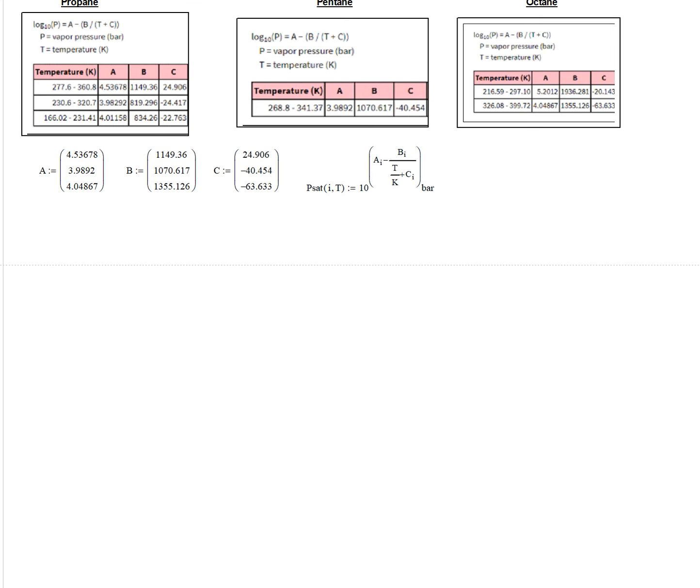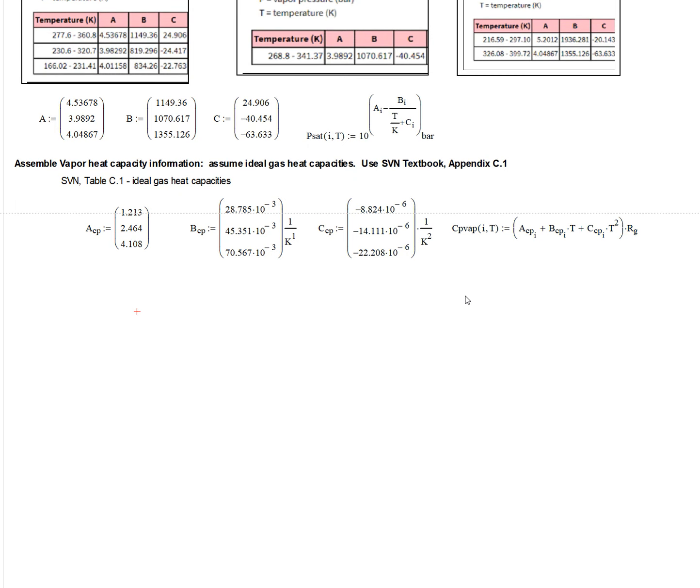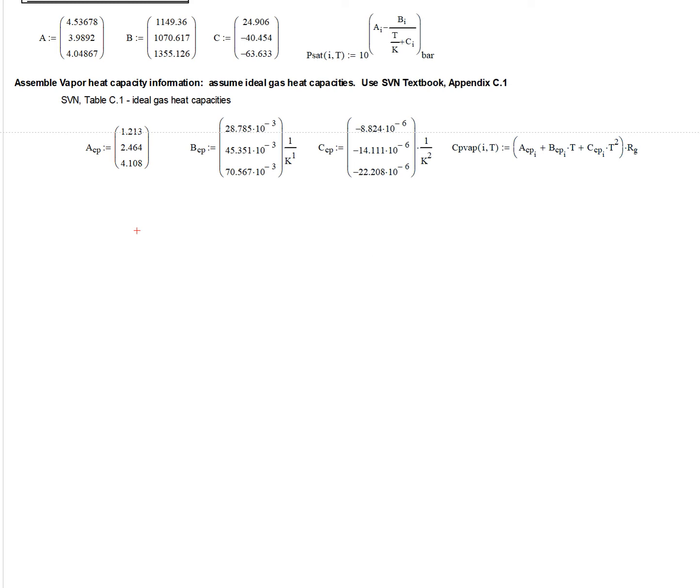Next, we need heat capacity information for the vapor phase. For that, I went to my Smith and Van Ness textbook. Table C1 in the appendices gives us the ideal gas heat capacities for each of these components, and it goes propane, pentane, and octane. Again, you need to be careful entering the information from the tables when they use scaling factors, and also be careful with the units that are used. We're using absolute temperature.